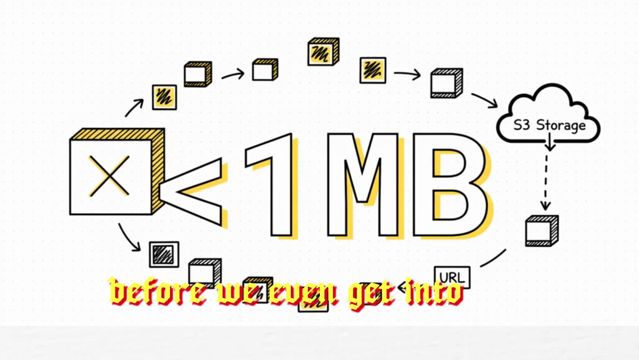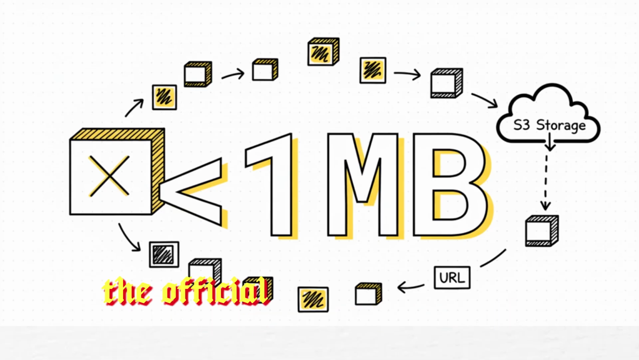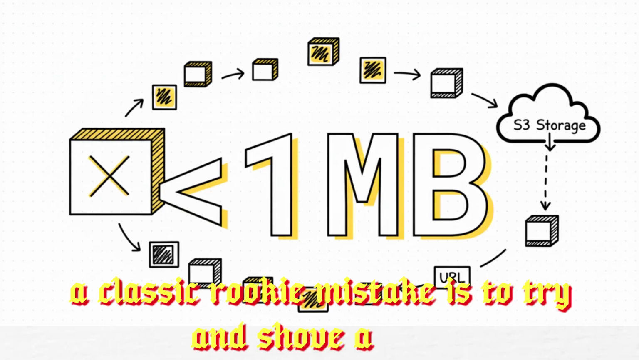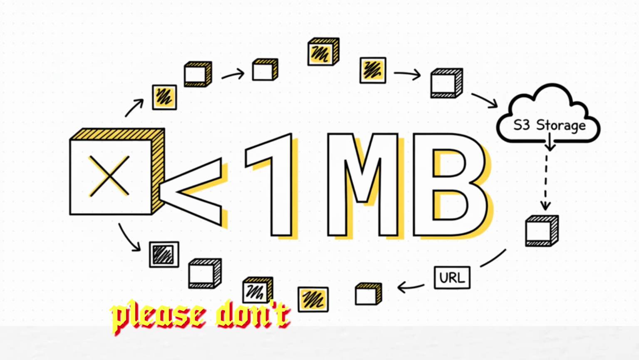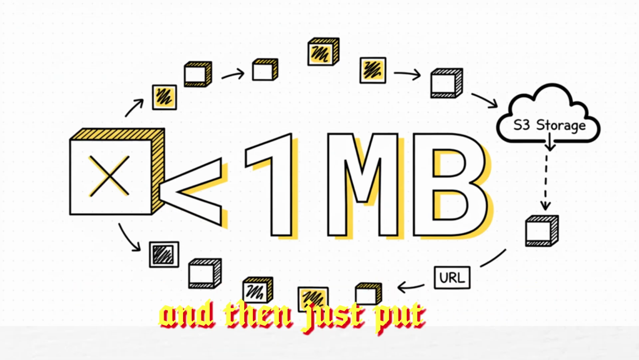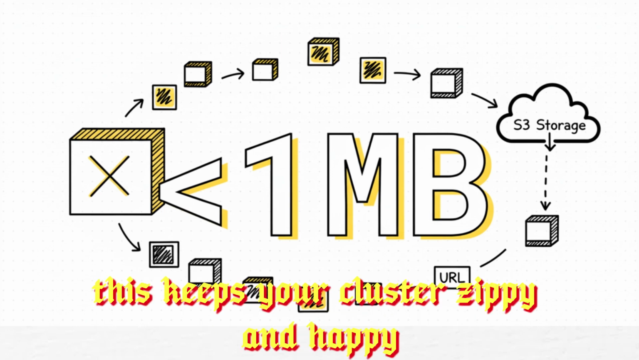Before we even get into the weeds, there is one golden rule with Kafka: keep your messages small. The official advice is to stay under 1 megabyte. A classic rookie mistake is to try and shove a giant blob of data, like a whole video file, into a Kafka message. Please don't do that. Instead, upload that big file to something like Amazon S3 and then just put the URL of the file in the Kafka message. This keeps your cluster zippy and happy.